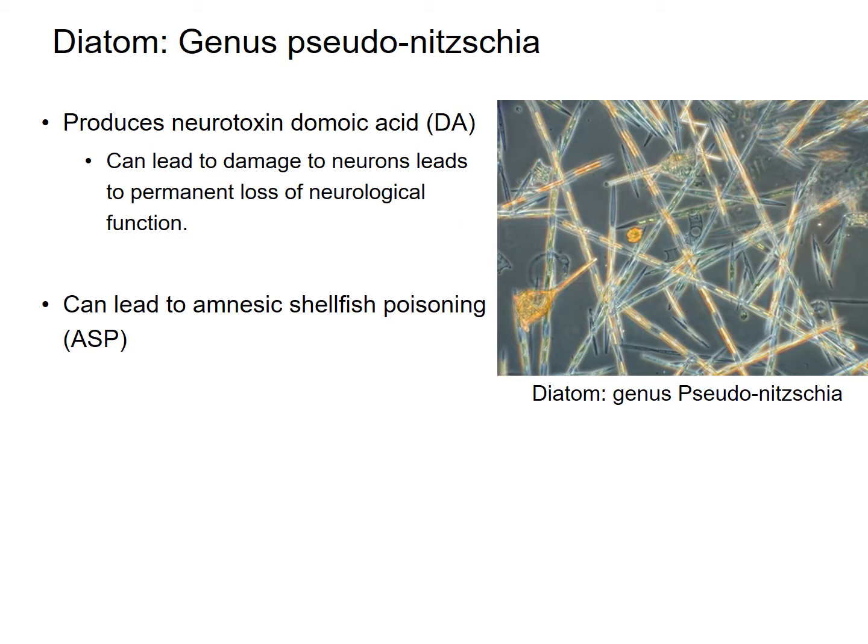neurotoxin, domoic acid, and that can lead to damage to the neurons, which can lead to the permanent loss of neurological functions. And that can lead to amnesic shellfish poisoning. Usually when you eat shellfish that has been poisoned, you get sick within about 24 hours of consumption of contaminated shellfish.